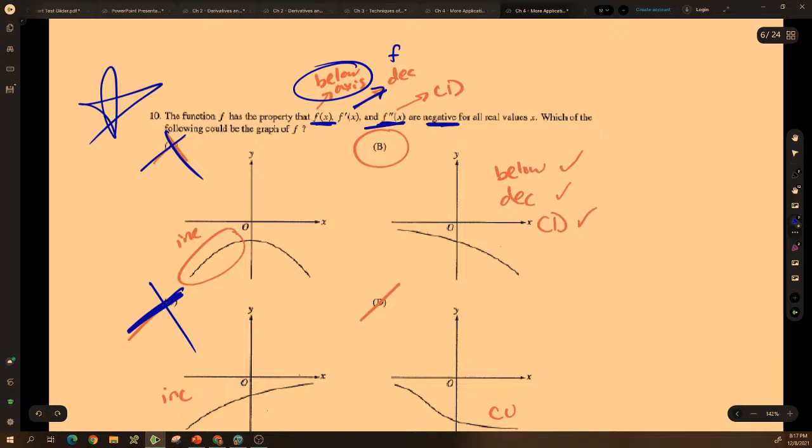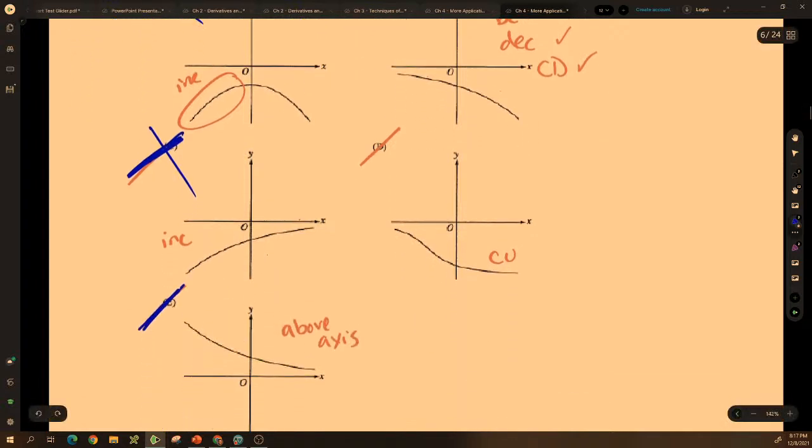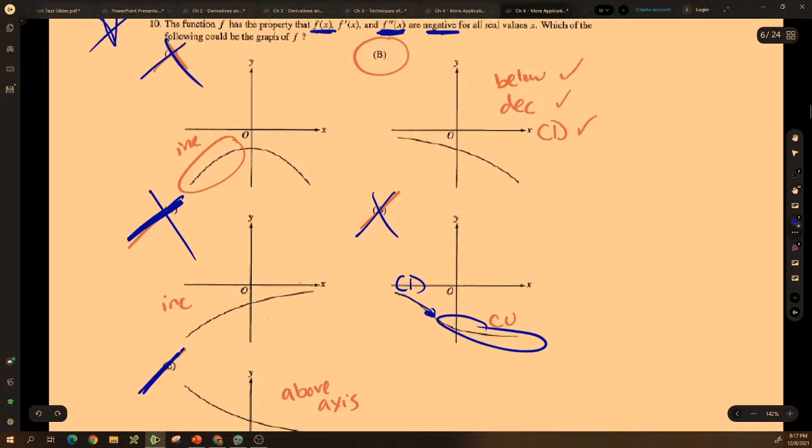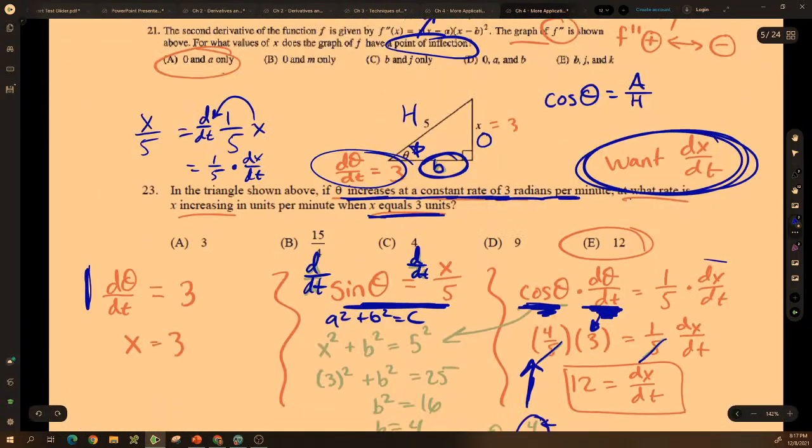And then f double prime being negative would mean that f is concave down. So the entire time we need to be concave down. B is concave down the whole time. But on D, it switches. We switch from kind of concave down at the start to concave up over there. So we don't choose D. So this is kind of process of elimination, honestly. And we get B.